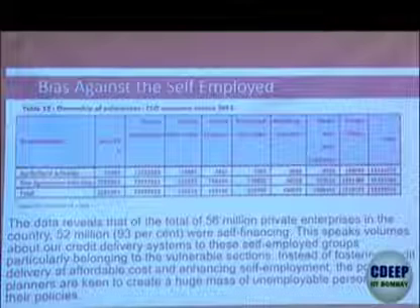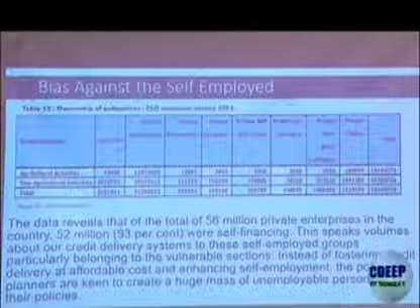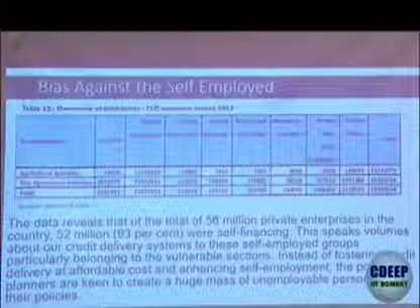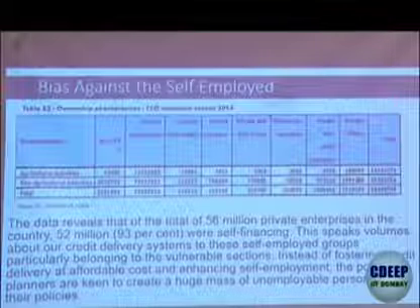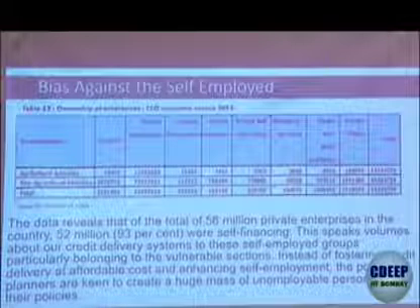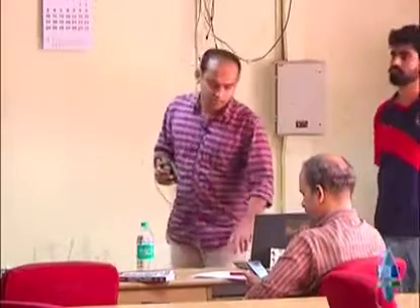So instead of fostering credit delivery at affordable cost and enhancing self-employment, the policy planners are keen to create a huge mass of unemployable persons by their policies. We can see that when technology changes, the people who were employed earlier are not skilled enough to go along with the new technology. So those self-employed people get converted into unemployable people. So the government has a responsibility to teach them the skills so that they can get employment.